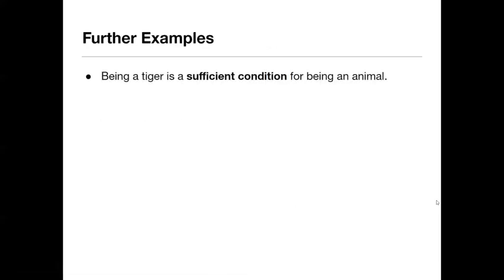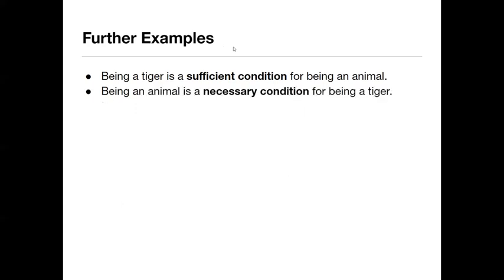So there are lots of other examples that hopefully flesh this concept out. And again, we want to stress that necessary and sufficient conditions are very useful in talking about causal reasoning. So some more examples. Being a tiger is a sufficient condition for being an animal, because certainly if you're a tiger, you're an animal, but there are lots of animals that aren't tigers. But being an animal is a necessary condition for being a tiger, right?